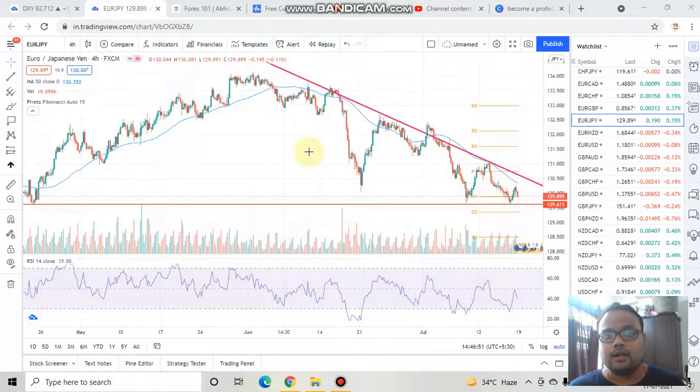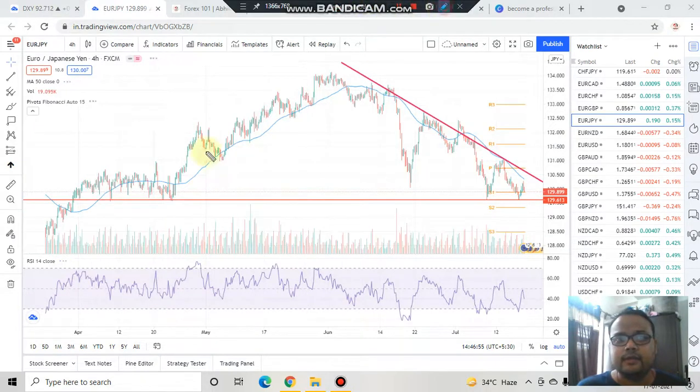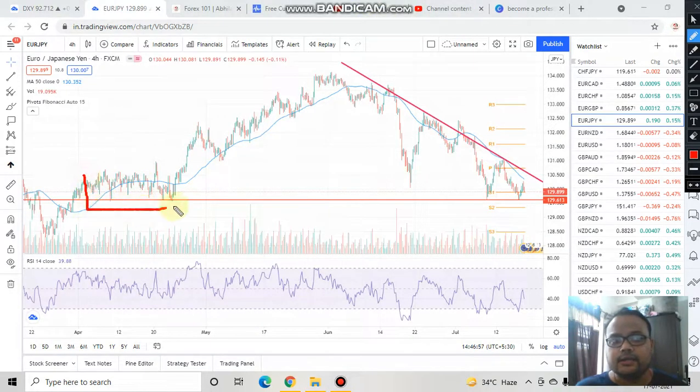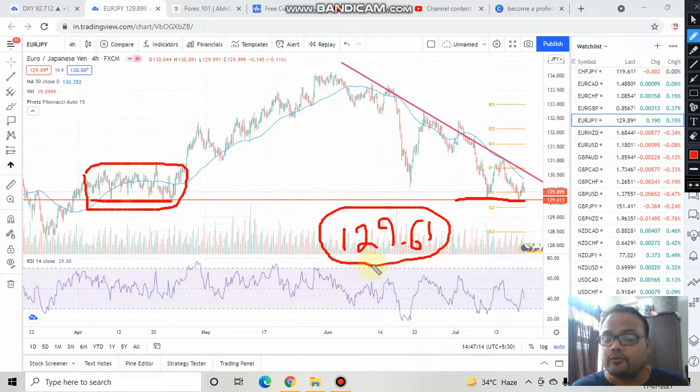If I zoom out the chart, you can see that previously when market was in a range here, it was considering this level as the support. And when market fell this time, market is still respecting this level as a valid support. Therefore, 129.61 is a valid support for the market, and market will be respecting this level as a support. Clear?